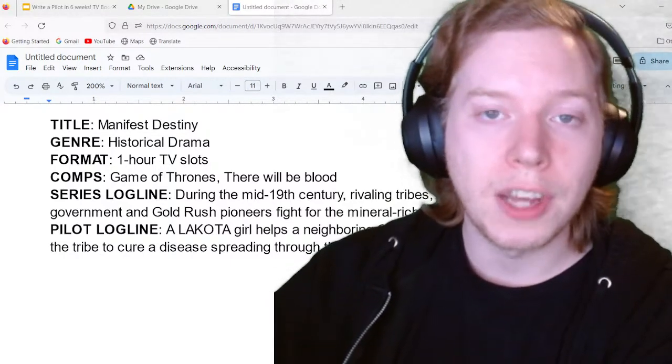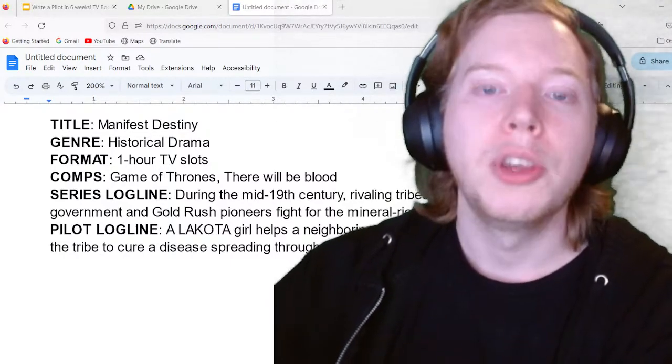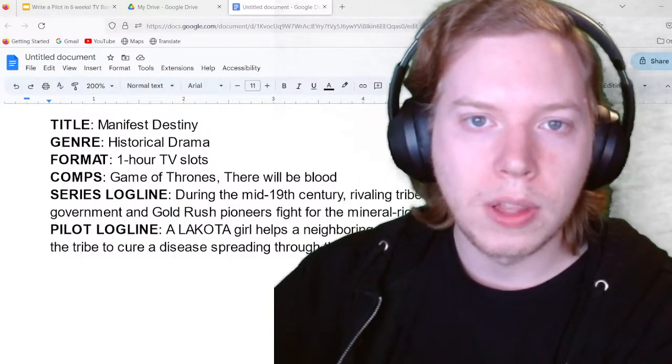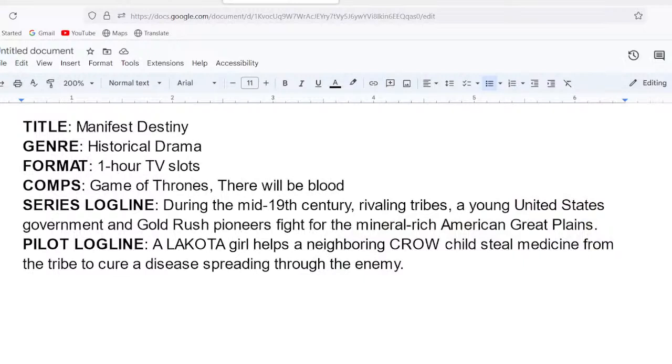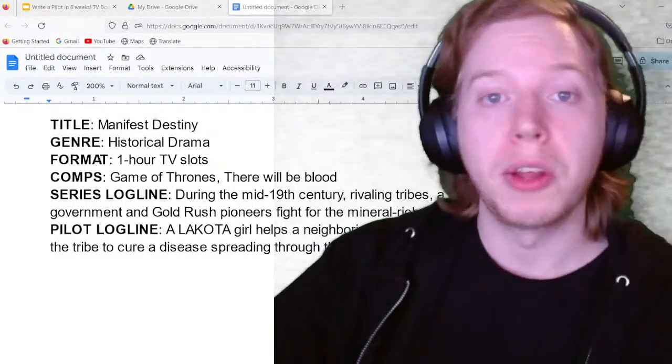She's going to become the liaison between other tribes, and you're going to want to include the settlers. What did you mention in your series logline? The rivaling tribes, young United States government, and Gold Rush pioneers. That means I expect to see all those things play a big part in the pilot. So you want to put her on a trajectory that involves her clashing and colliding with those factions. Her becoming a sort of liaison might be a good way to do that.